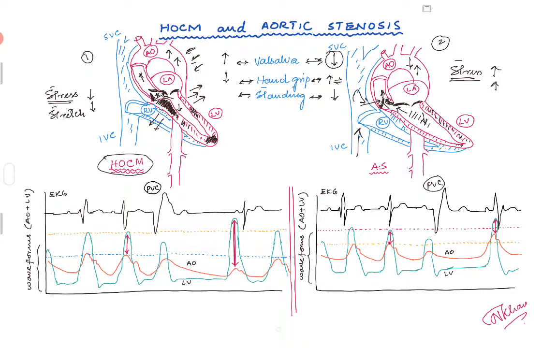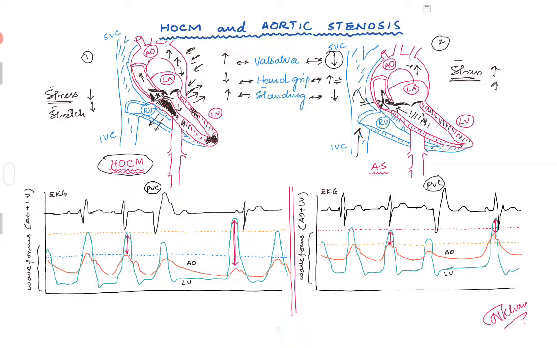But as I said, in HOCM, if you decrease the afterload, you're asking the left ventricular cavity to eject more blood into the aorta, and as it does, it causes more contraction, more compromise of the LVOT, and then the murmur will go up. So these are the basic concepts of what's happening behind aortic stenosis and the HOCM. On the board, they like to test these. If you know the physiology, you will easily get it.